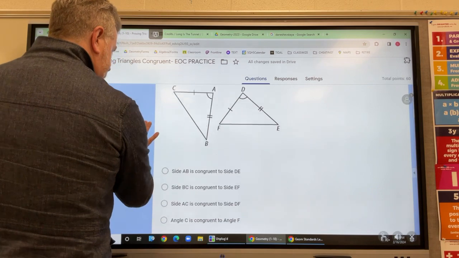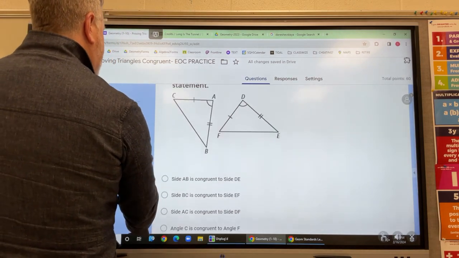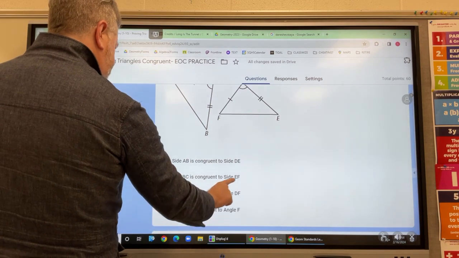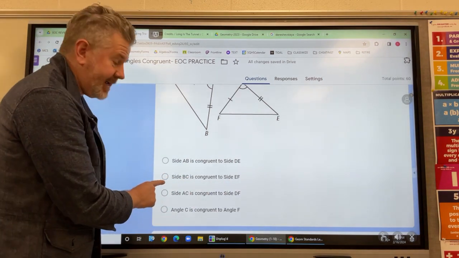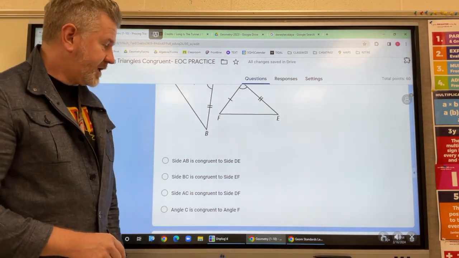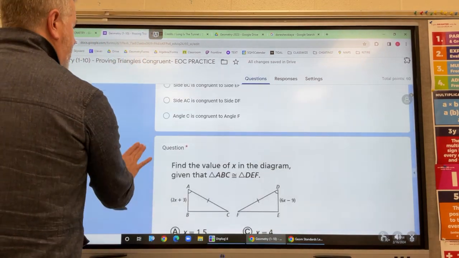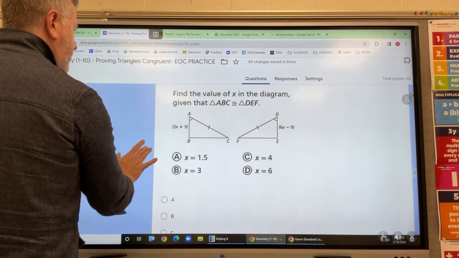All right, so let's see which one we got. CB and FE. It would be this second answer right here. Side BC is congruent to side EF. All right, good job on that one. I hope you understood that very well.